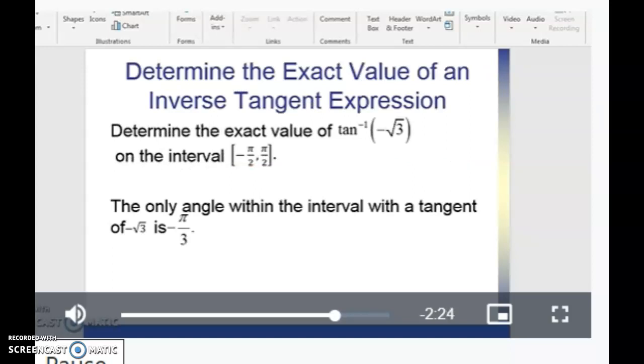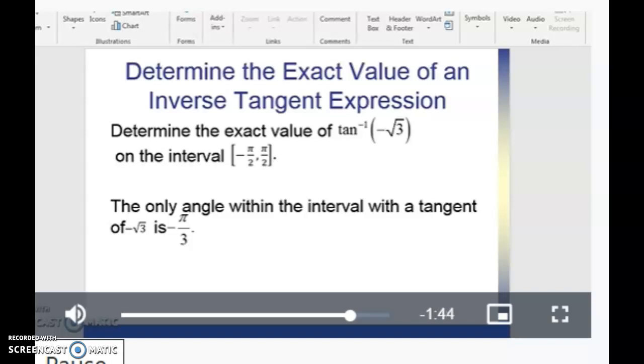Example: determine the exact value of the tan inverse of negative square root of 3 on the interval from negative pi by 2 to pi by 2, and those values are included. So you are asked to find the exact value. This means this is a problem that you should calculate based on the knowledge you have in your head, those common sine and cosine values that you should know for those common angles.